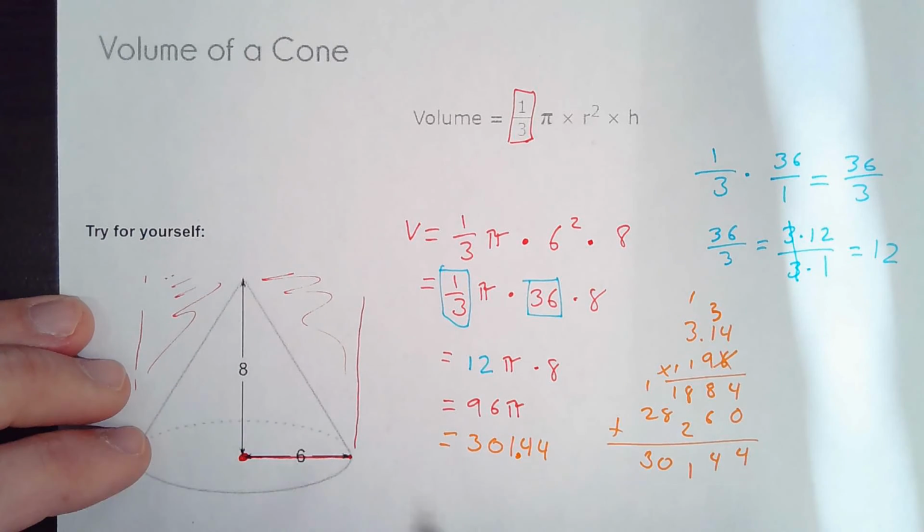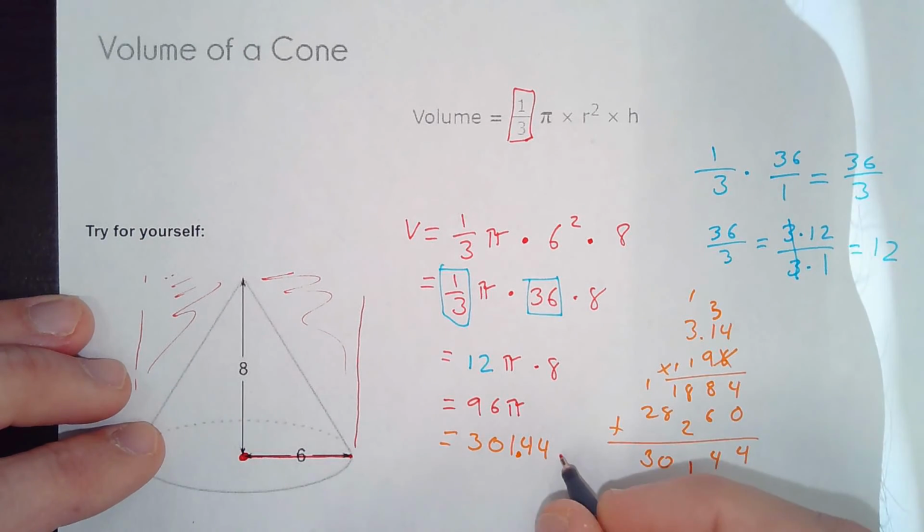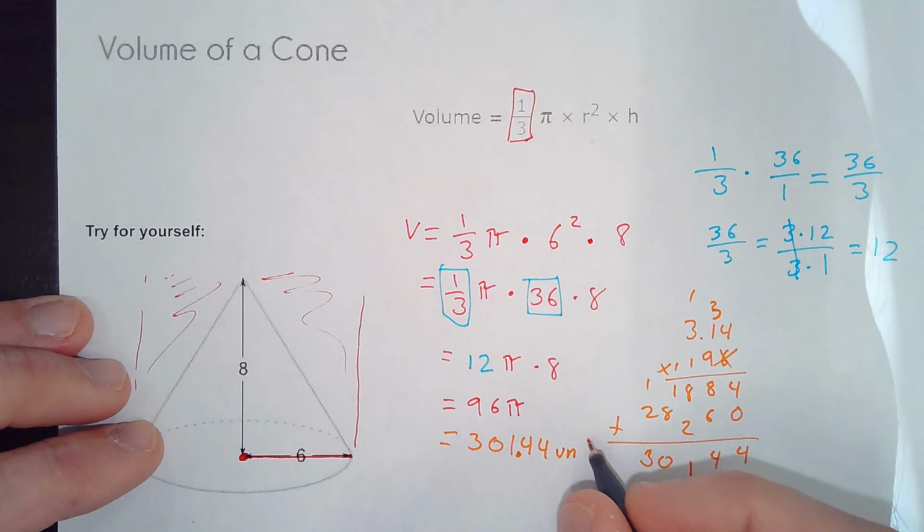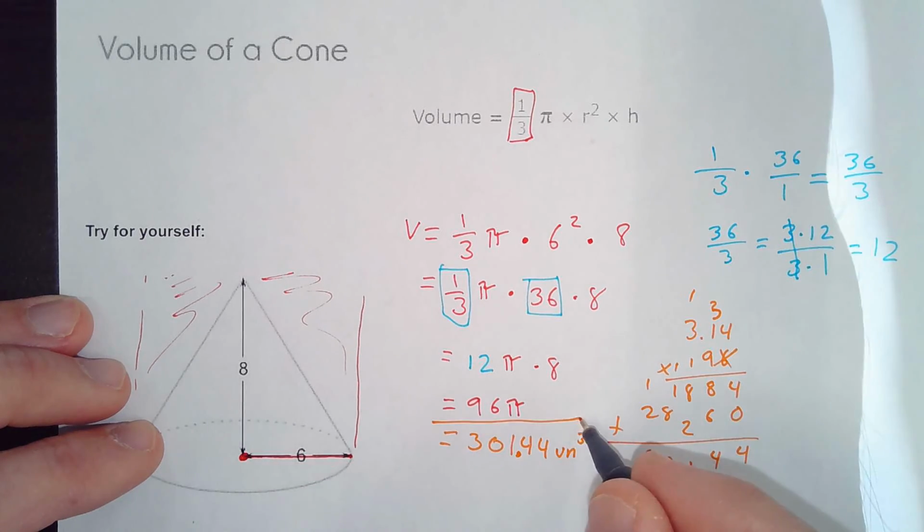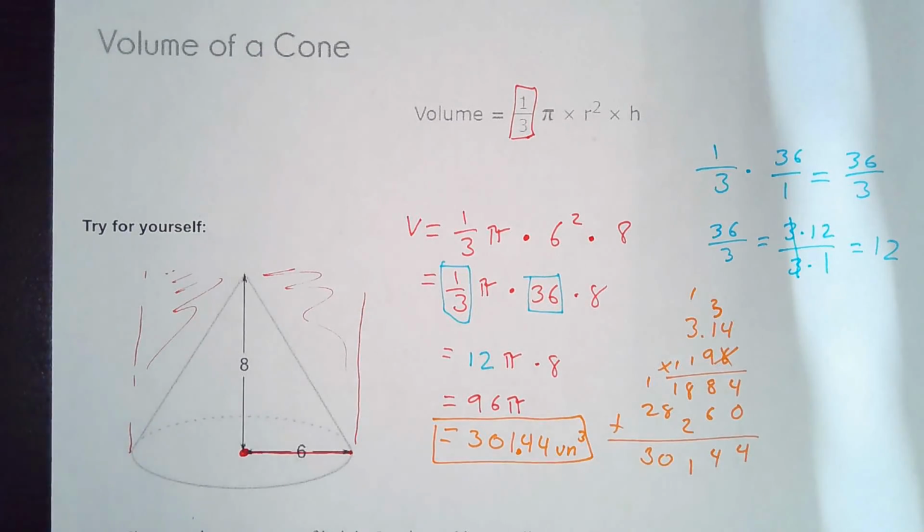And then we don't have a unit of measure on here, so we would write this as units cubed. So that's how we find the volume of a cylinder, or excuse me, of a cone. Remember that it is the same equation as a cylinder, except we multiply it by 1/3. We add this 1/3 to the beginning of it.